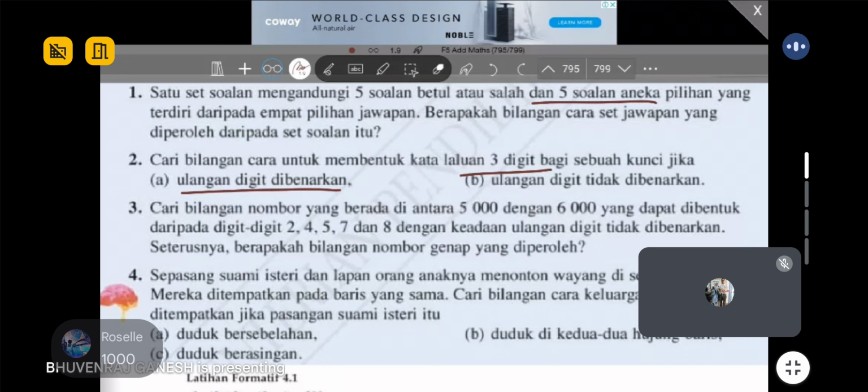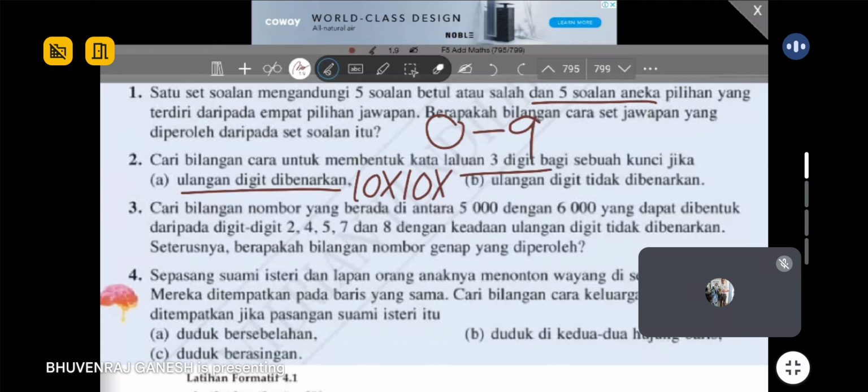Yes, very good. Because you have numbers 0 to 9, it means that if repetition is allowed, I can have 10. So 10 times 10 times 10. Semua jadi 10, sebab boleh ulang. You can repeat the number. So the total you will have is 1000 at the end.